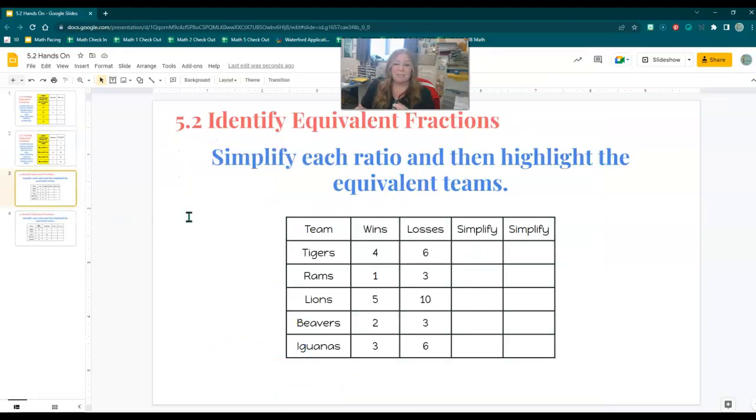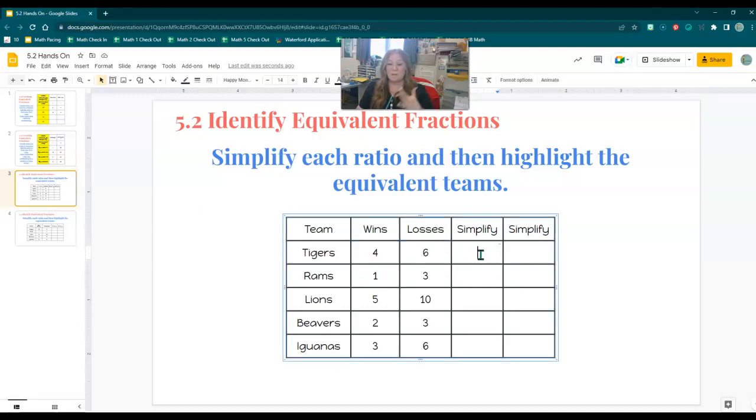And then the second part is we're going to simplify each of these ratios. So I'll start the first one with you. So I have 4 and 6. So we need to think of something that 4 and 6 can be divided by. Can they be divided by 4? No, they both cannot. 3, no. 2, yes, they can both be divided by 2. 4 divided by 2 is 2. 6 divided by 2 is 3. So my simplest, the basic ratio is 2/3 for the Tigers. Every time they win 2, they lose 3. The Rams, they both can only be divided by 1, so this one stays the same.